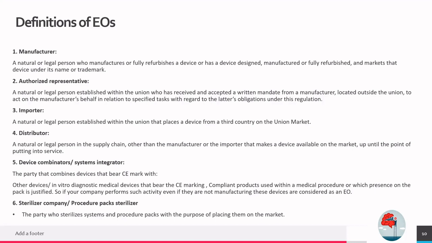Importer: a natural or legal person established within the Union that places a device from a third country on the Union market. Distributor: a natural or legal person in the supply chain, other than the manufacturer or importer, that makes the device available on the market up until the point of putting into service, is called a distributor.